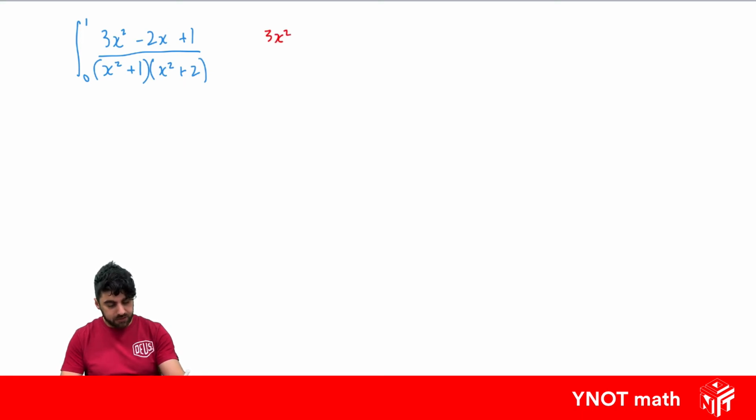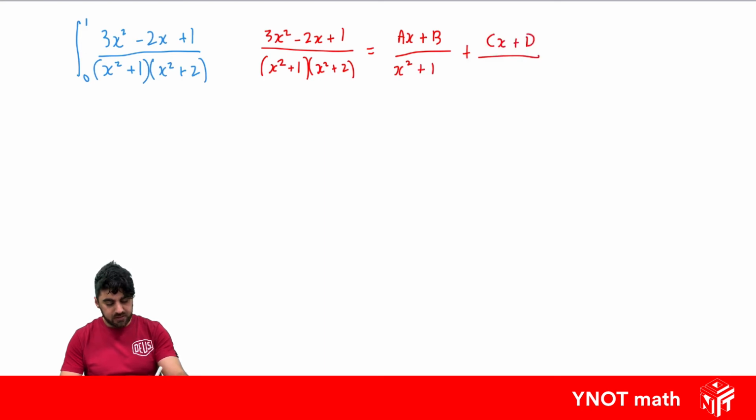So we're going to have 3x squared minus 2x plus 1 over x squared plus 1 times x squared plus 2. And since both of those factors in the denominator are quadratics, we know they need linear factors in the numerator. So we're going to have ax plus b all over x squared plus 1 plus cx plus d over x squared plus 2.